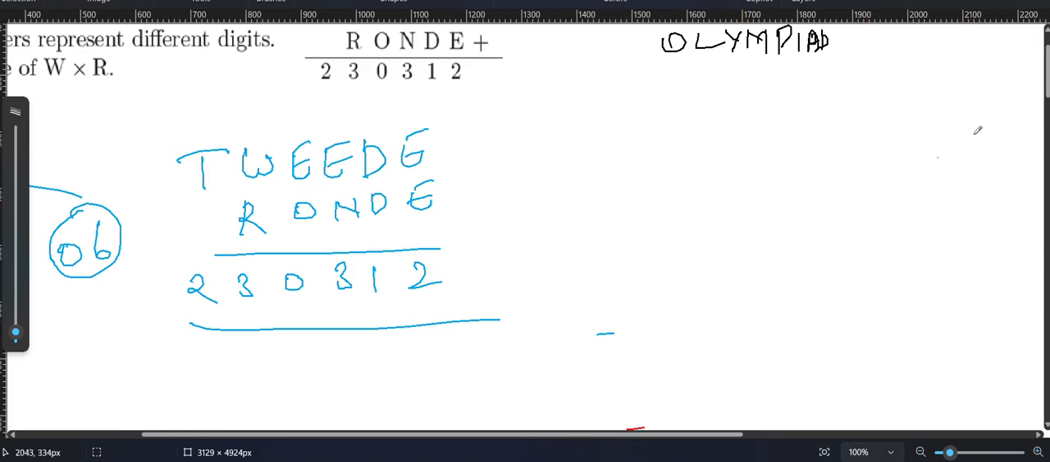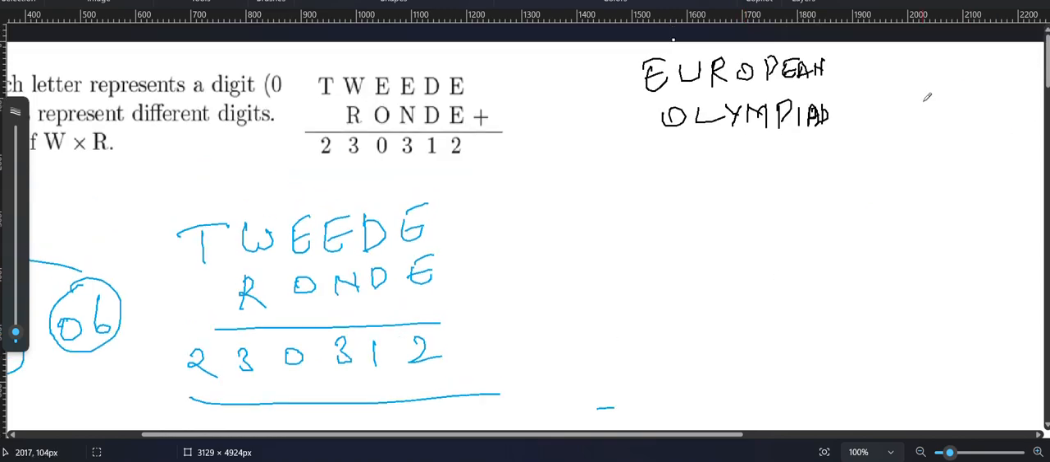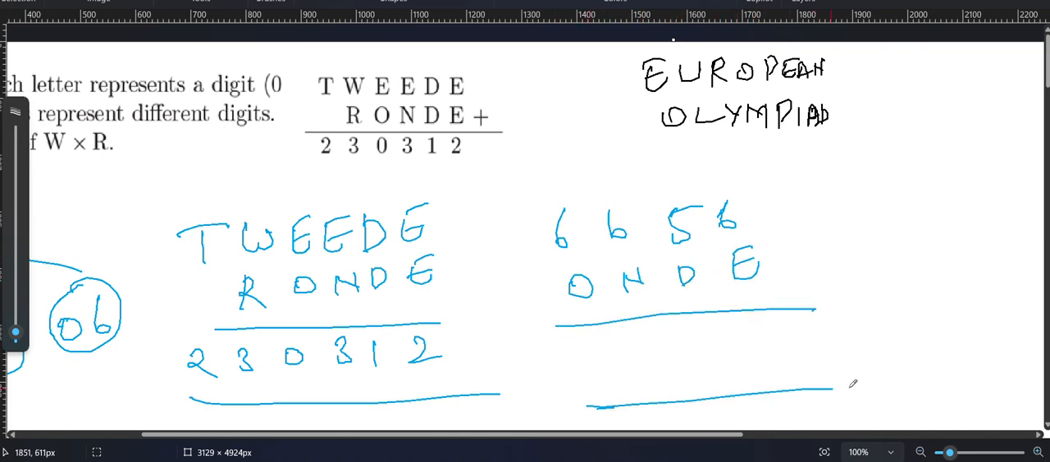So for the first possibility, let's see whether 5 and 6 fit into this. Let's complete it: 0, 3, 1, 2. So here D and E will be equal to 5 and 6, going with that particular assumption.